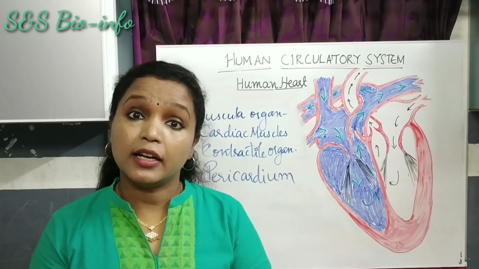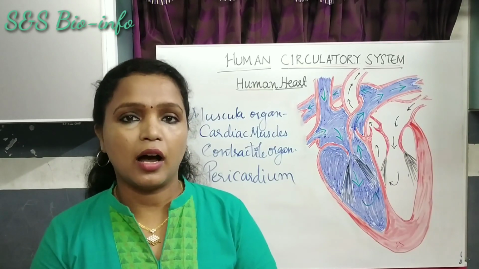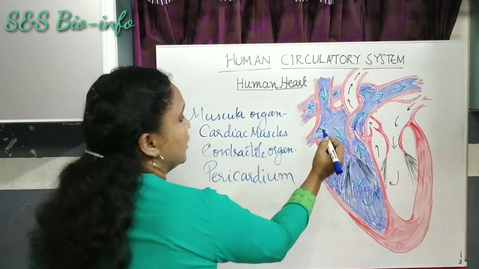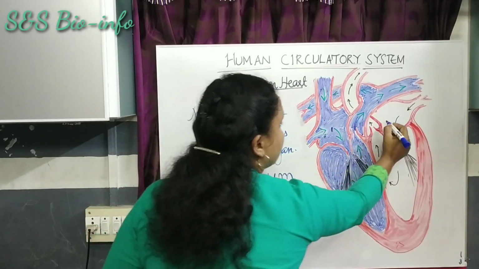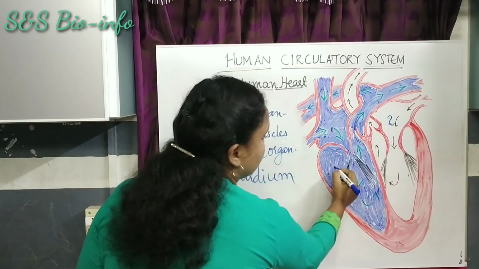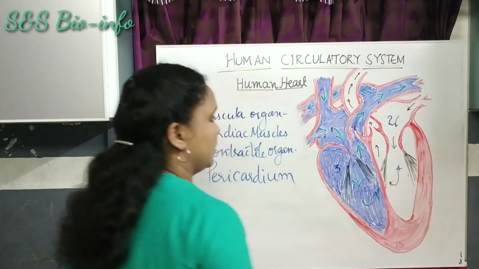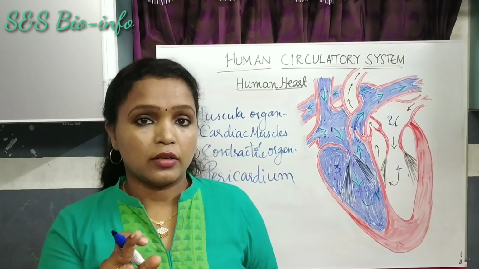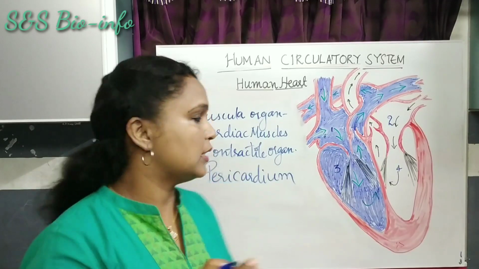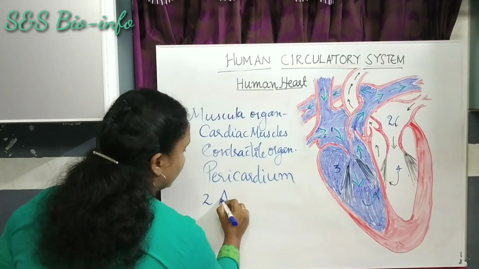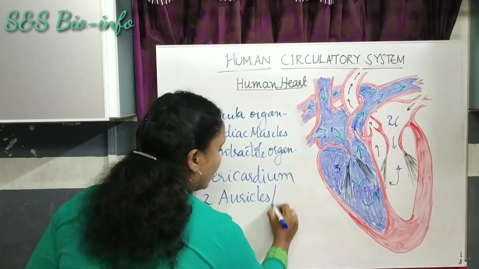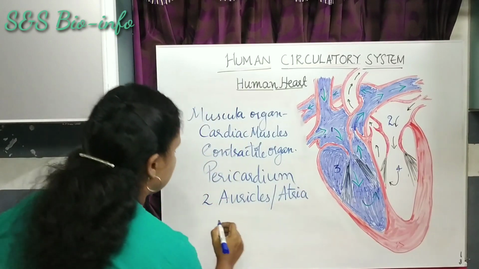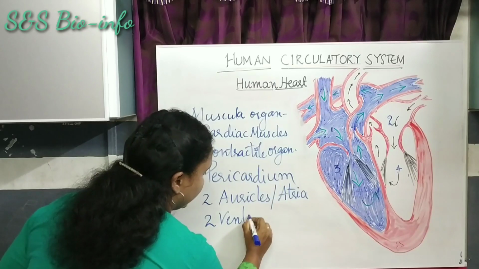Next, let's study the internal structure or anatomy of the heart. Heart has mainly 4 chambers. So look at this diagram. This is one chamber, this is the second chamber, then third chamber, fourth chamber. So it is made up of 4 chambers, 2 auricles or atria and 2 ventricles.